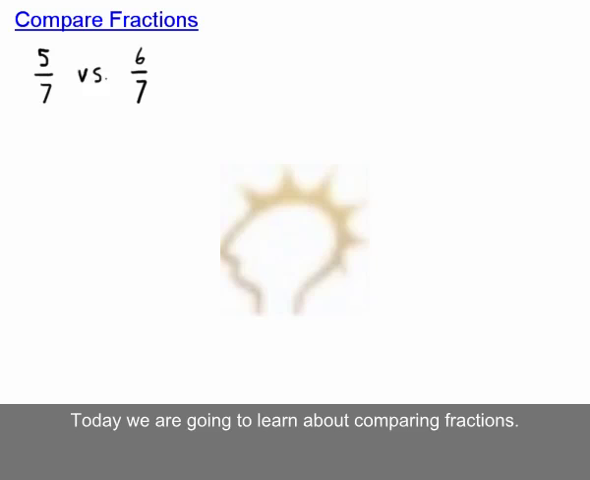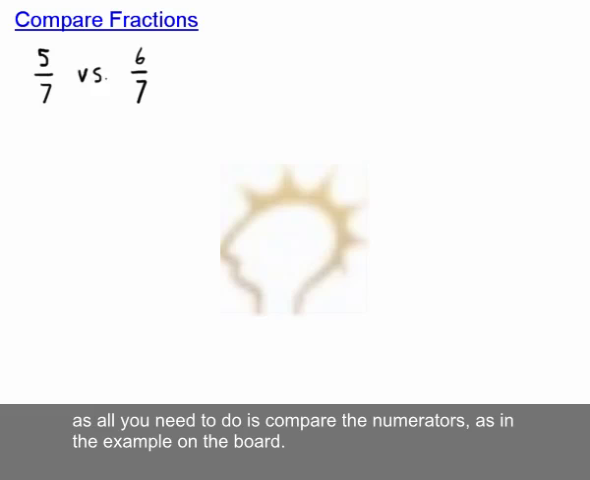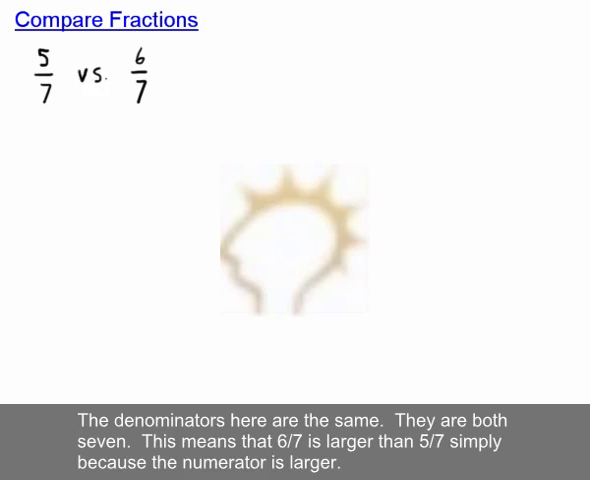Today we are going to learn about comparing fractions. When two fractions have the same denominator, it is very easy to tell which one is larger, as all you need to do is compare the numerators, as in the example on the board. 5/7 versus 6/7. The denominators here are the same. They are both 7. This means that 6/7 is larger than 5/7 simply because the numerator is larger.